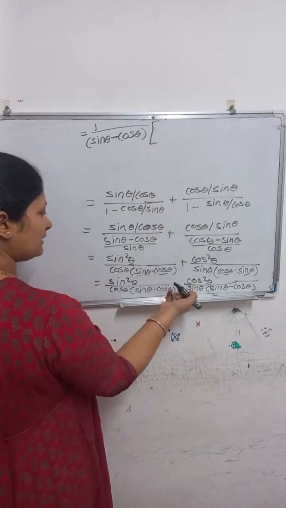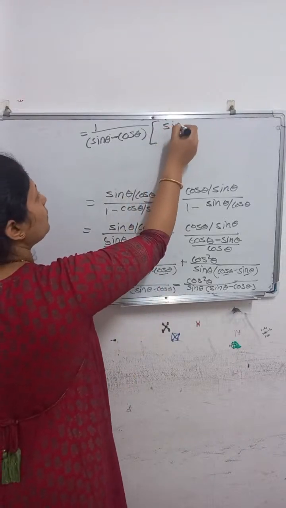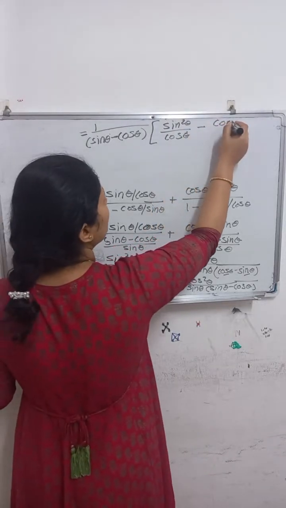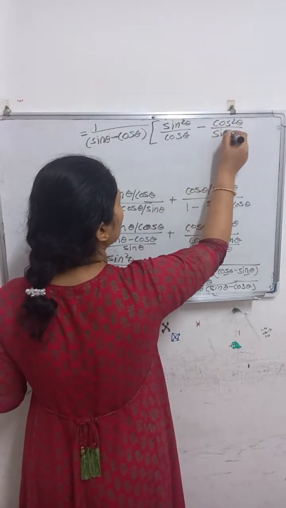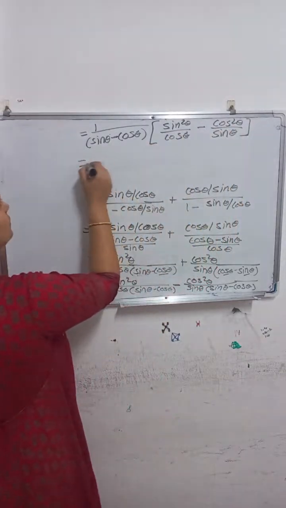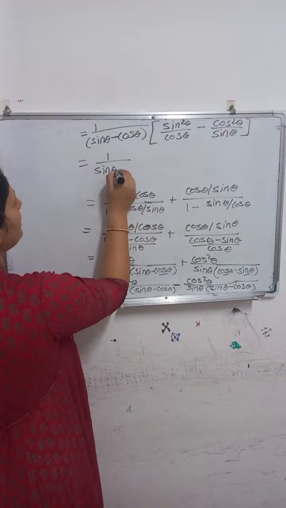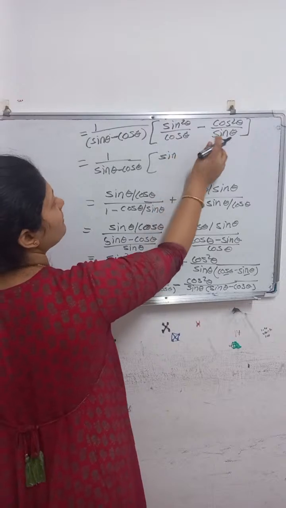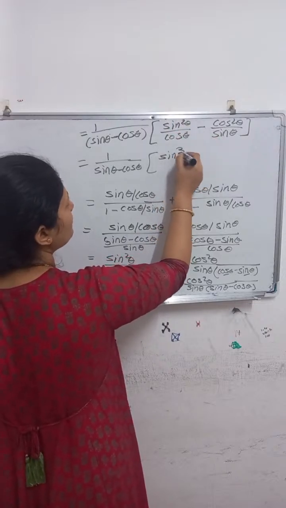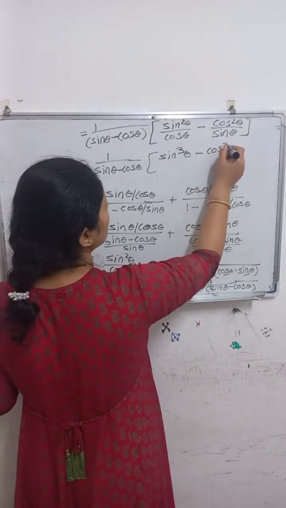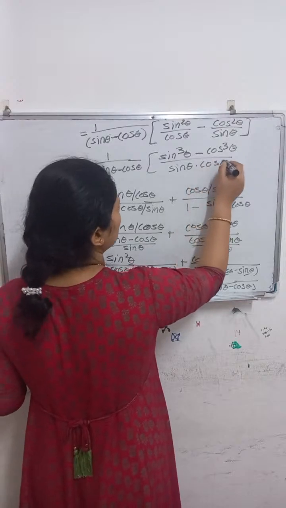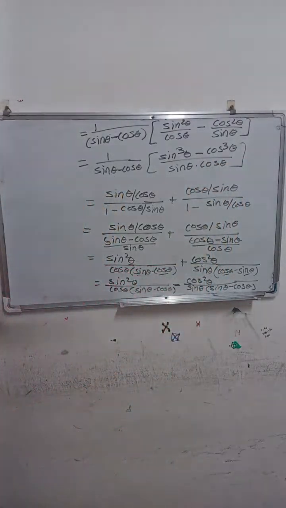So inside this bracket, what will remain? Sin square theta by cos theta minus cos square theta upon sin theta. So it will come 1 upon sin theta minus cos theta. Simplify this. This will come, taking LCM, sine cube theta minus cos cube theta divided by sine theta into cos theta. Are you getting how I am doing the steps?